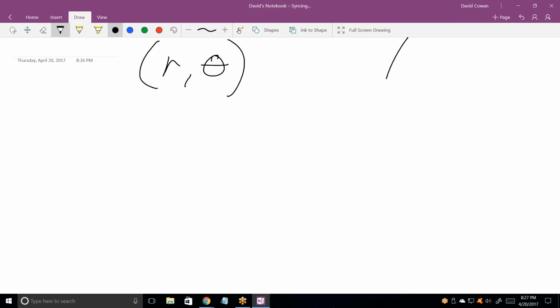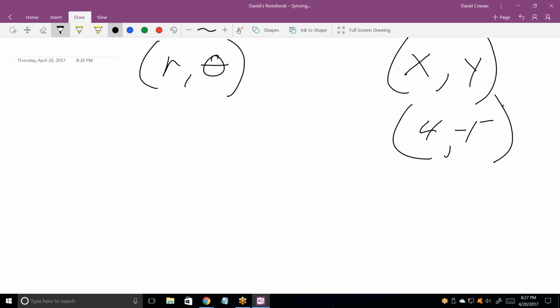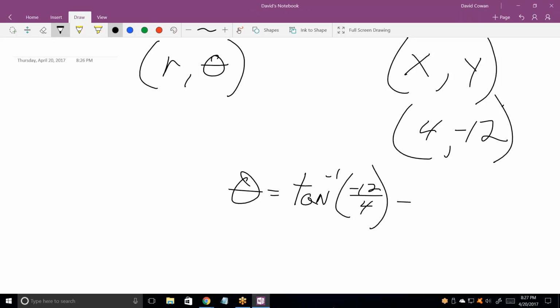The next one is, we have like 2 more of the rectangular, and then we're going to get into solving equations. Okay. So the next one is 4 comma negative 12. Let's figure out theta first. Theta equals what? Inverse tan of negative 12 over 4. Correct. What is that? That's negative 3.